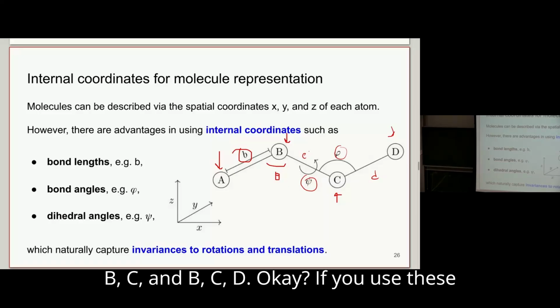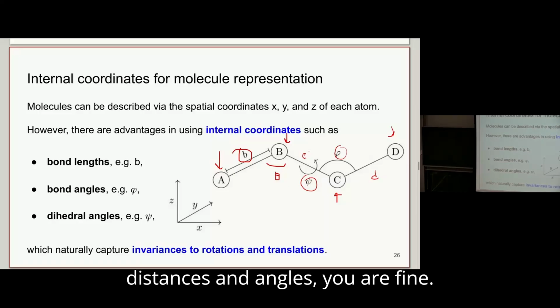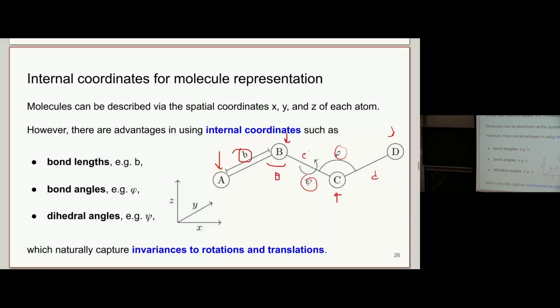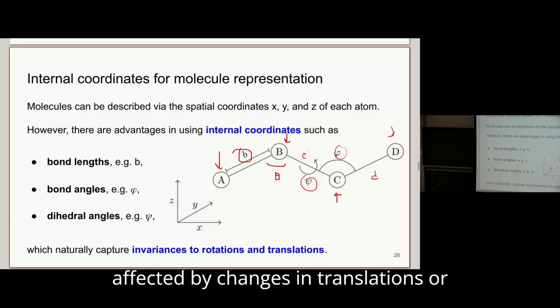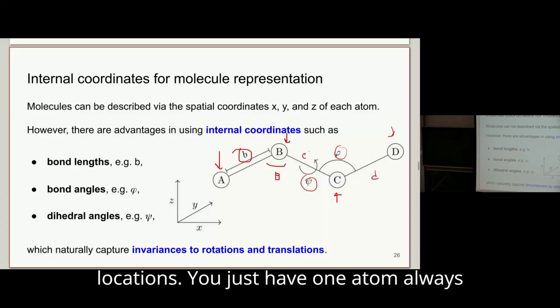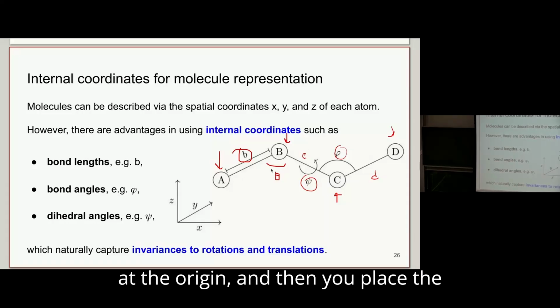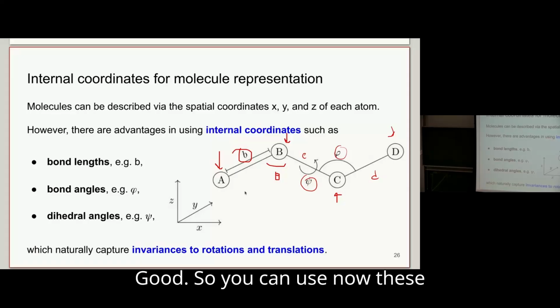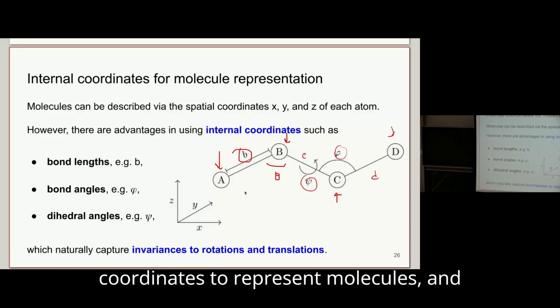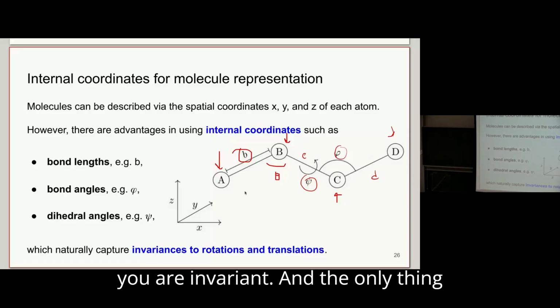Okay? If you use these internal coordinates in terms of distances and angles, you are fine. You are not really affected by changes in translations or locations. You just have one atom always at the origin, and then you place the other ones in reference to that one. Good. So you can use now these coordinates to represent molecules, and you are invariant.